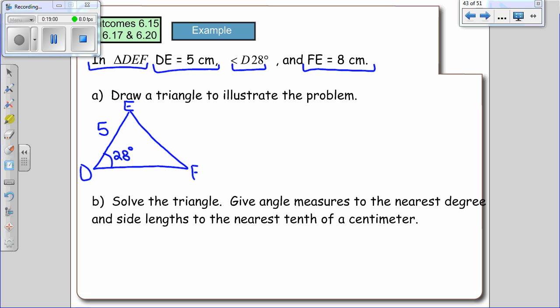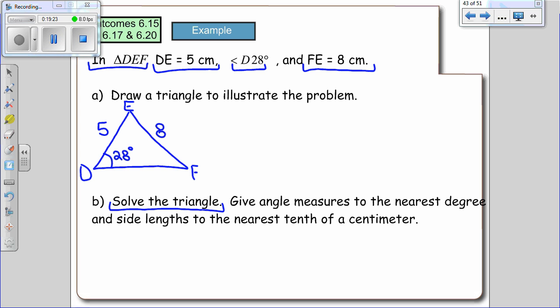There, we've drawn our triangle. It might not be perfect, but we've drawn it, and it's going to work for us. Question B says solve the triangle. Anytime you see the words solve the triangle, that means you have to find all missing sides and angles. So what we need to do is find everything we possibly can.